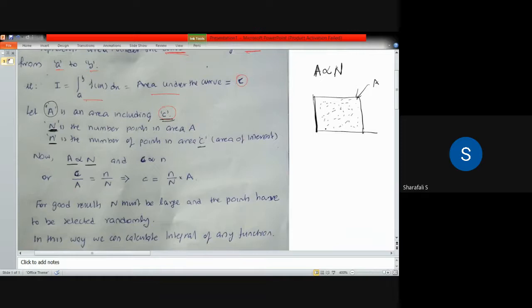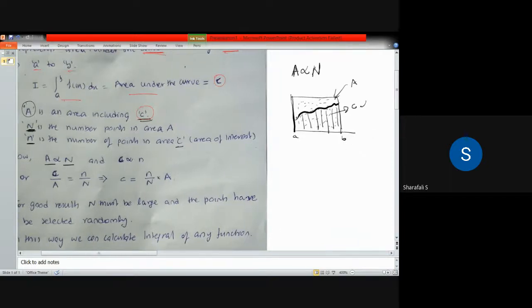Similarly, if you are considering any function within these limits a and b, within that rectangle, and you want to find out the area under this curve, that is represented by small letter c, and this c will be proportional to the number of points in that area c, right? The area c will be proportional to the number of points inside that particular region.